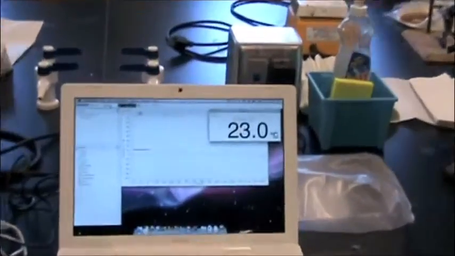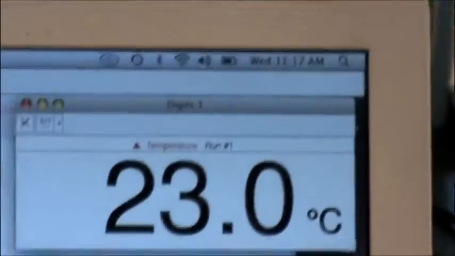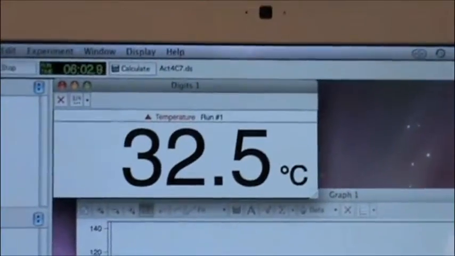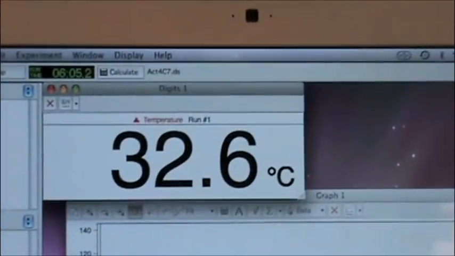We were waiting. Currently, after 6 minutes, we are at 32.5 degrees Celsius. After 10 minutes, we are seeing the first signs of bubbles.